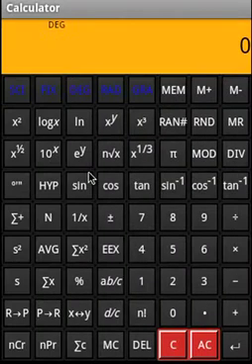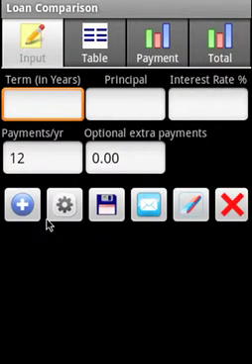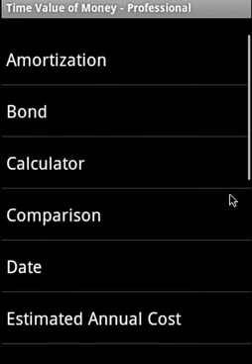Then there is a built-in calculator in it. It's a postfix calculator, and you can compare loans. So it will compare and present you the payments and total interest paid, and also show you various graphs of the payment and the total, the monthly payments and the total payments.